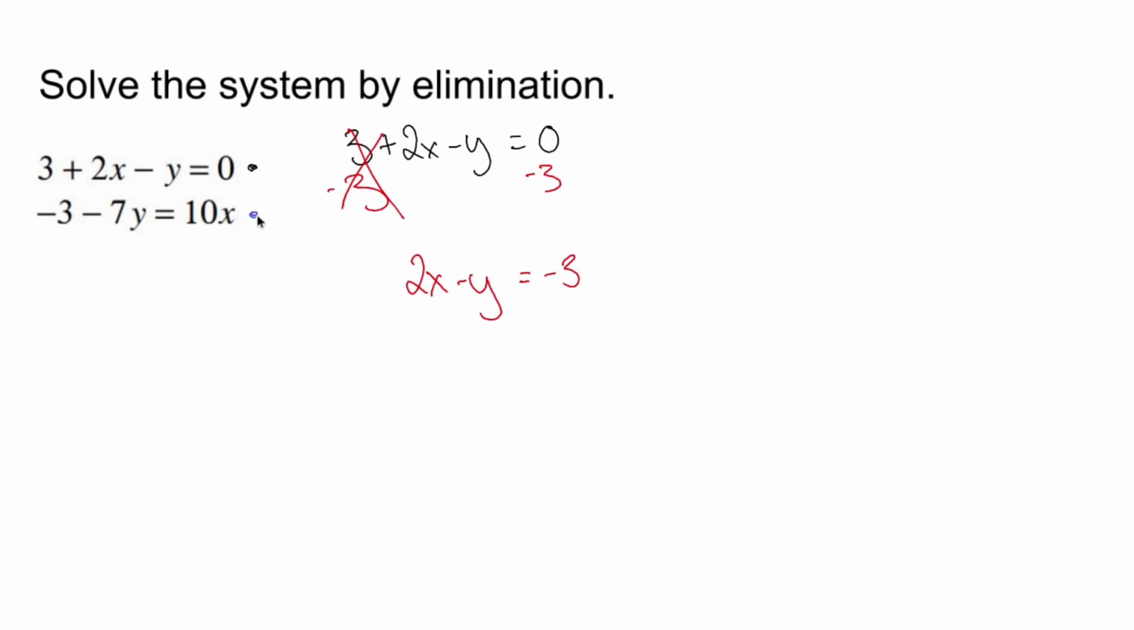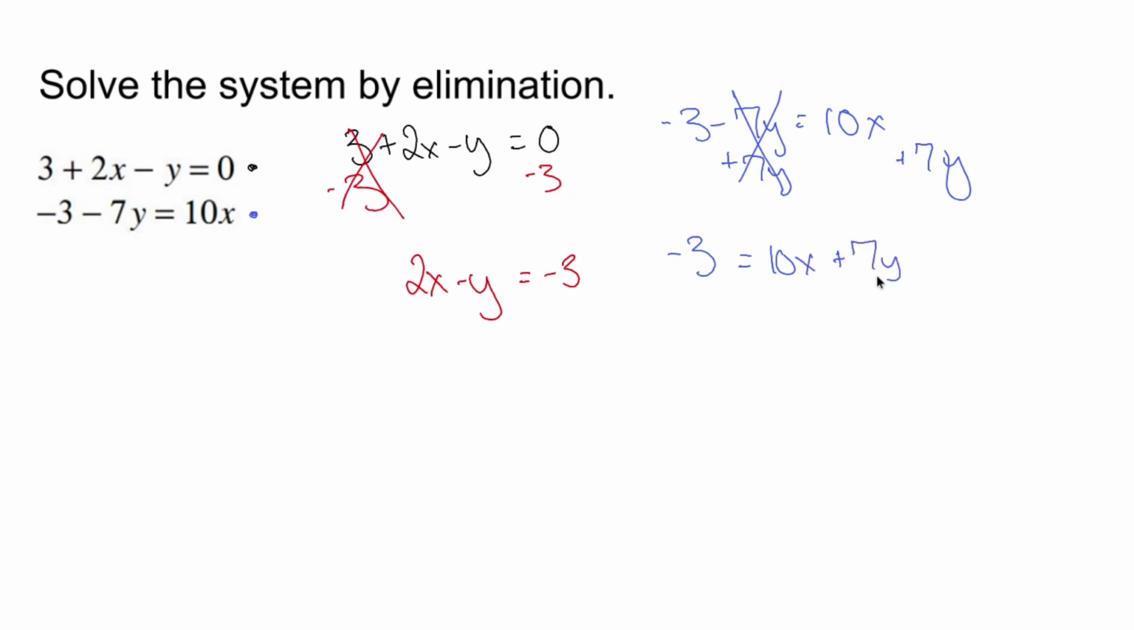Let's do this guy. Negative 3 minus 7y equals 10x. Watch what I do. I want this to be something x, something y equals a number. I don't want to move too much. I'm going to add 7y to both sides. And you might be like, no, no, no, sir, that's going to be backwards. Watch. Negative 3 equals 10x plus 7y can also be written as 10x plus 7y equals negative 3. Pretty smart, huh?